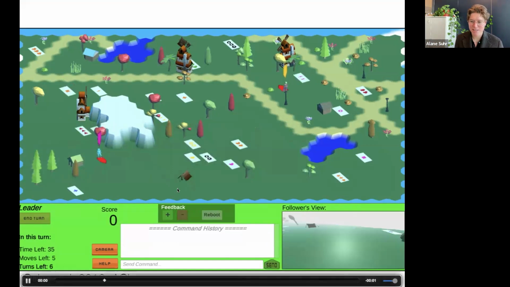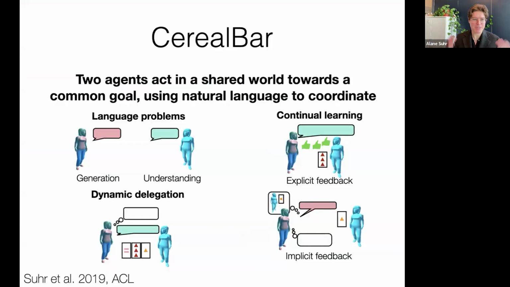Okay, cool. All right, so that was just a brief intro to this game, where we have these 2 agents, a leader and follower, acting in this shared world towards their goal of picking up sets of cards, and they use instructions to coordinate with each other. So we can study different language problems here, like language generation in the form of instruction generation and understanding in the form of instruction following. We have nice aspects of dynamic delegation.